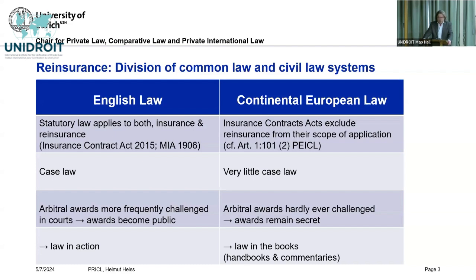There's very little case law because those contracts usually contain arbitration clauses. And since arbitral awards in our world are hardly ever challenged, we don't have court cases that deal with arbitral awards in matters relating to reinsurance. What we do have is handbooks and commentaries, so it is mainly a law in the books and not so much a law in action. In the whole world that follows the continental European approach, you can call reinsurance law an uncharted territory and not ready for this juridification of the reinsurance relationship.